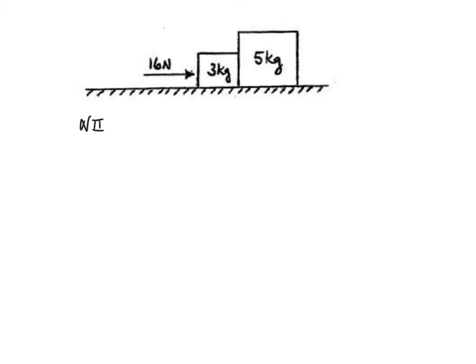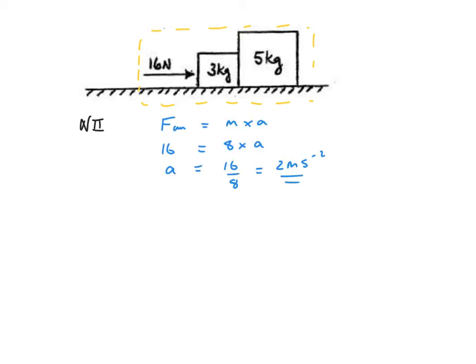So applying Newton's second law here means that we're going to use F equals m times a, but on the full system. Okay, so it's almost like ignoring the fact that you've got two blocks and it's just one block of mass 8 kilograms. So we'll go through the working for that just now. Okay, so by applying Newton's second law, we're able to show that the acceleration of the 8 kilograms here would be 2 meters per second squared.